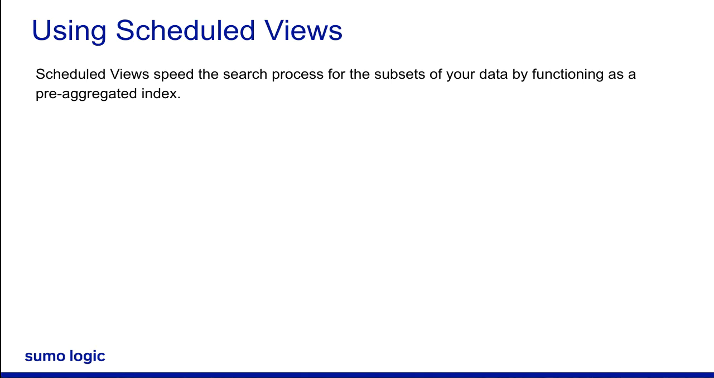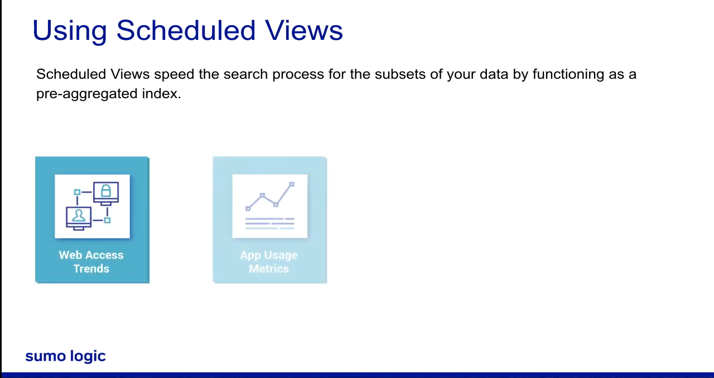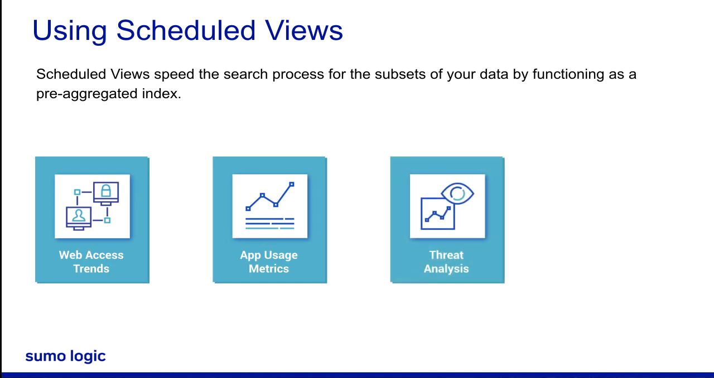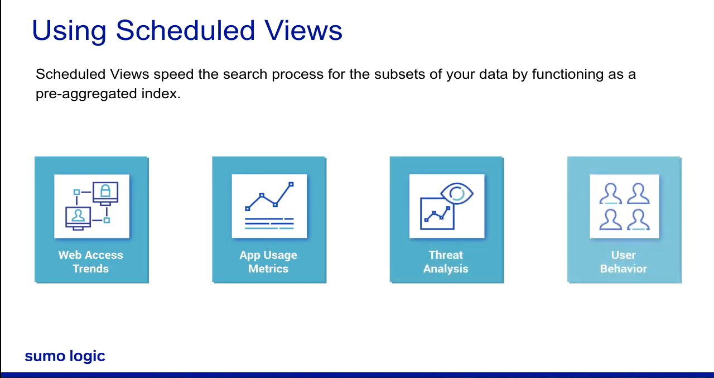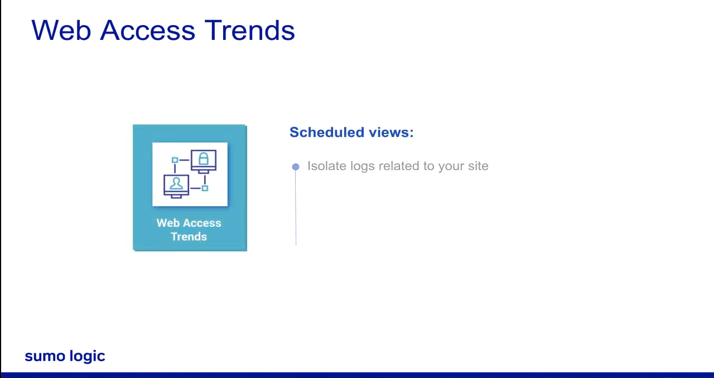For example, scheduled views can be used to report web access trends, track app usage metrics, analyze threats, and track user behavior in your organization. Scheduled views allow you to isolate logs related to your site, making it easy to report on web traffic patterns. These patterns help you determine the success of your organizational and user goals.